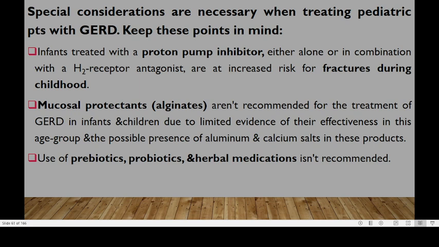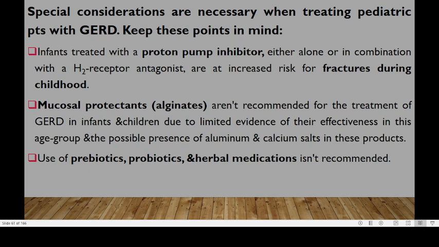Special considerations are necessary when treating pediatric patients with GERD, so keep this point in mind. Infants are treated with a proton pump inhibitor either alone or in combination with an H2 receptor antagonist. And these ones will be at greatest risk for fractures during childhood. So you also need to be aware of that.